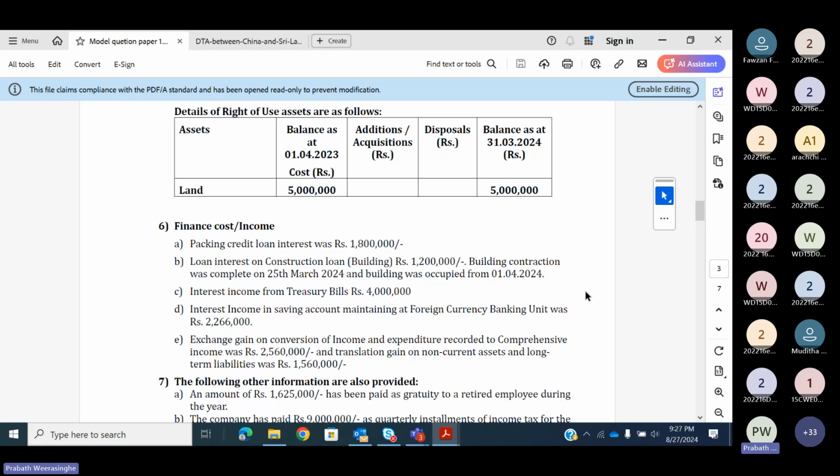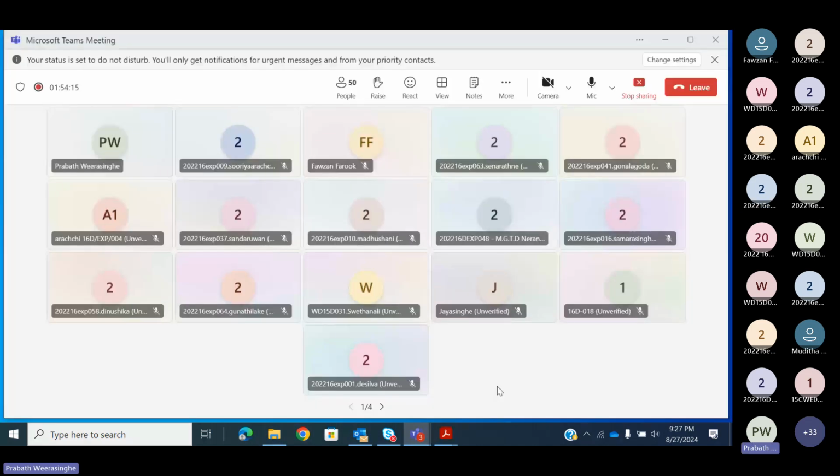If there is treasury bill interest, it is subject to tax, but there is no withholding. Same thing.